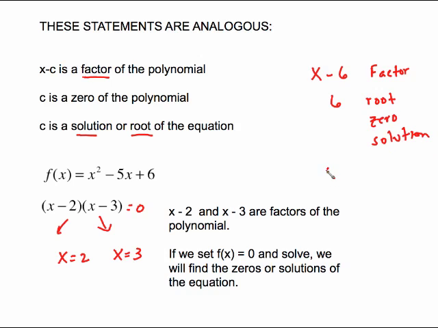Now, if it said x plus something like x plus 5 is the factor, then that means negative 5 is your root or 0 or solution. We're going to see some problems in the next video where we are dealing with knowing a 0, and we're going to use that to help solve the rest of the polynomial.